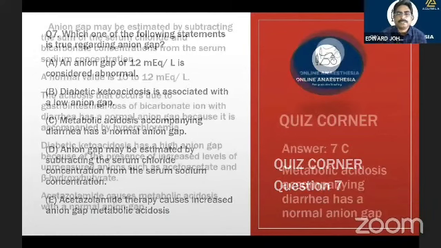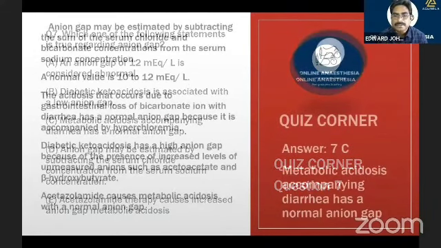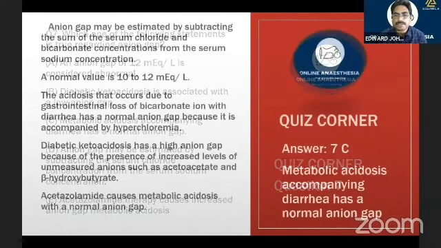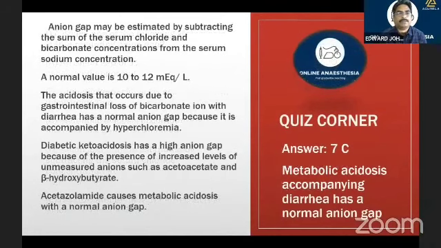So the answer is C: metabolic acidosis accompanying diarrhea has a normal anion gap. The anion gap is estimated by subtracting the sum of the chloride and bicarbonate concentrations from the serum sodium concentration. In the question, it was given wrongly. The normal value is 10 to 12, but in the question it is given as an abnormal value.